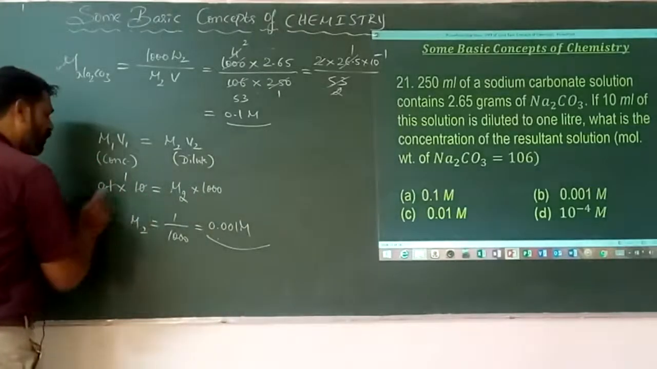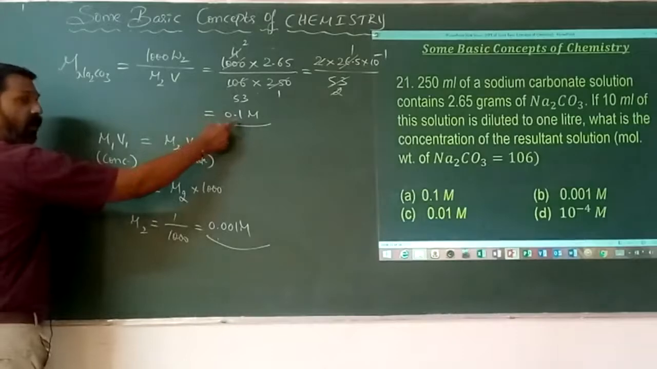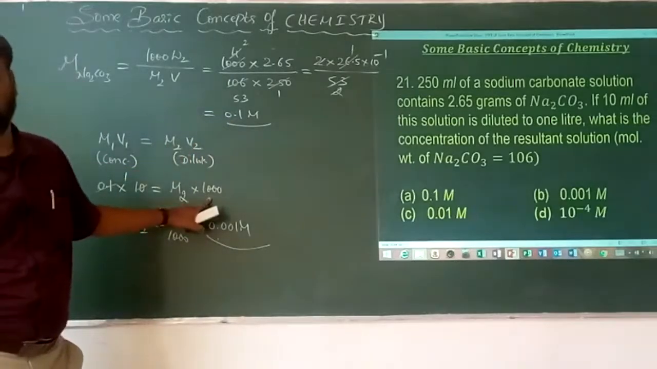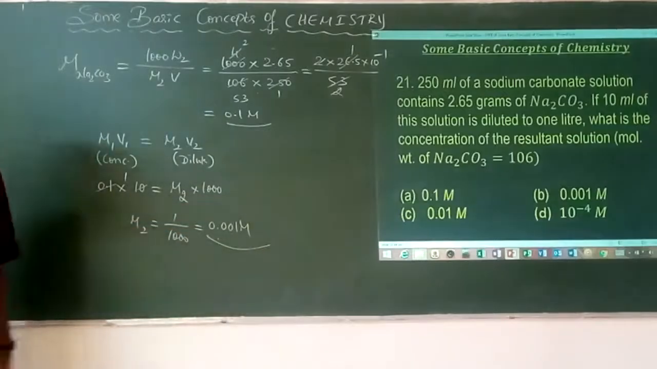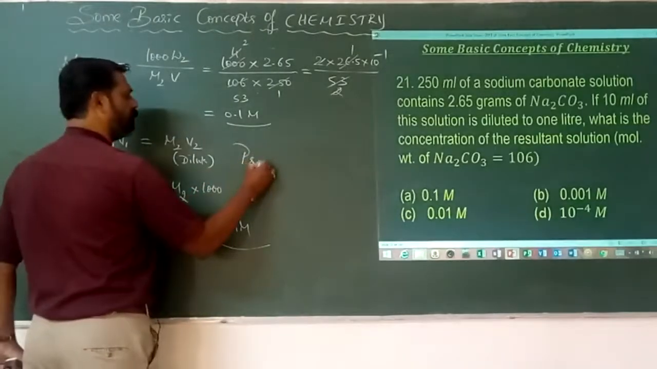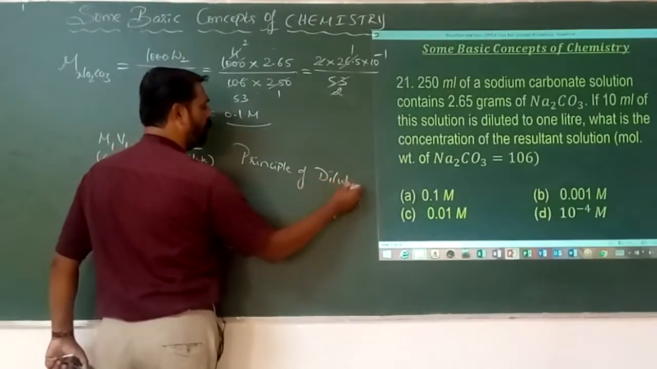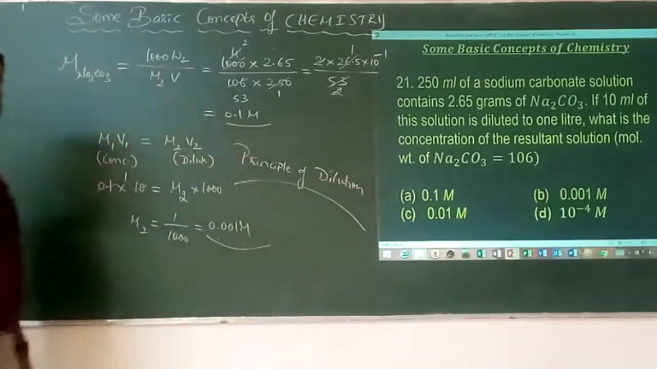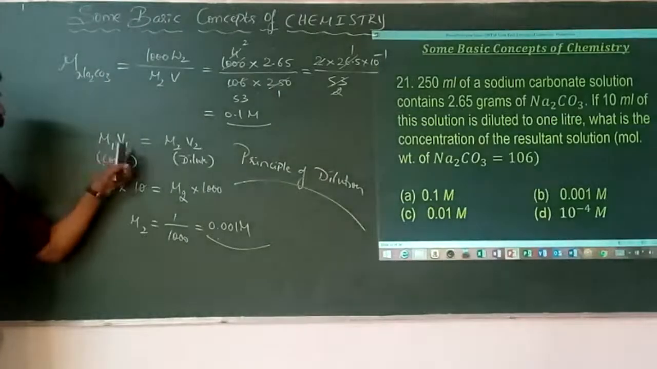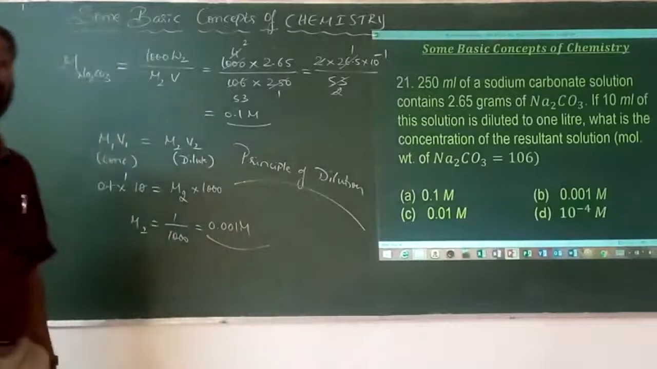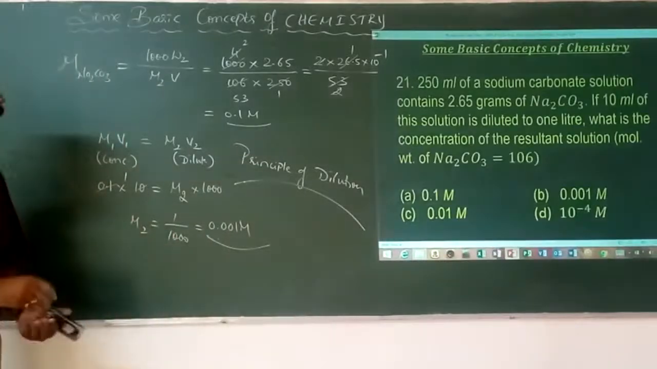So this is the concentration of the resulting solution when 10 ml of the 0.1 molar solution has been diluted to 1 liter, which is 1000 ml. This is the principle of dilution. Meaning, for the same solution, the molarity into volume of the concentrated solution is always equal to the molarity into volume of the diluted solution.